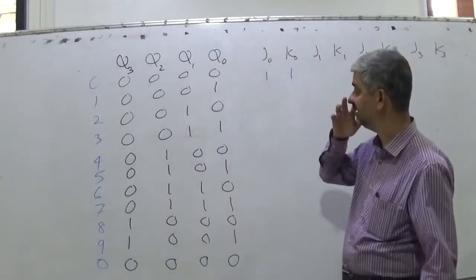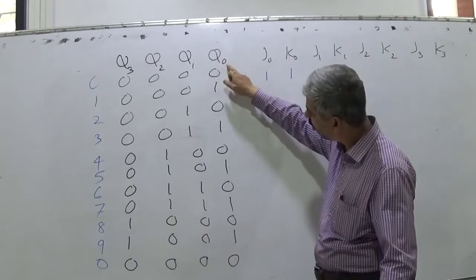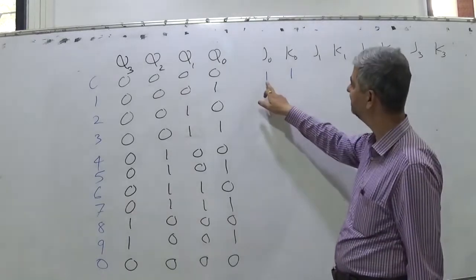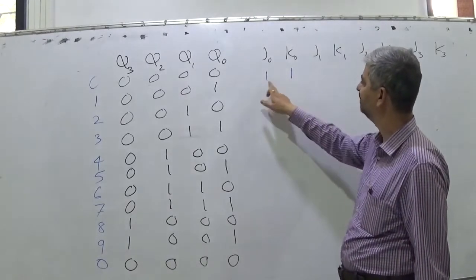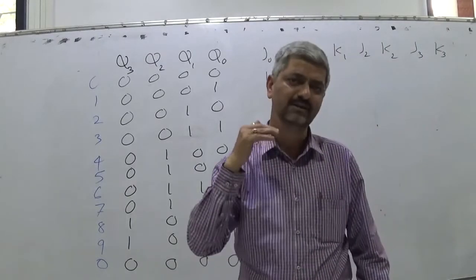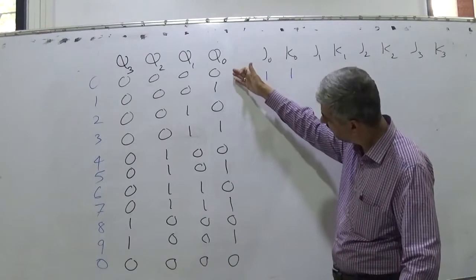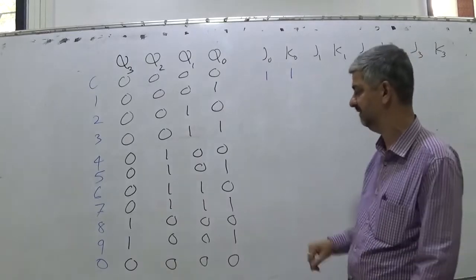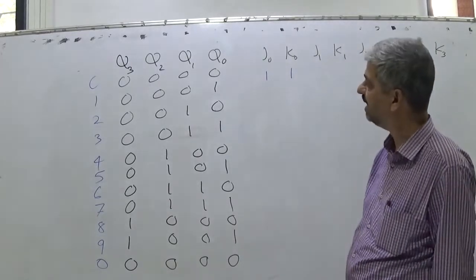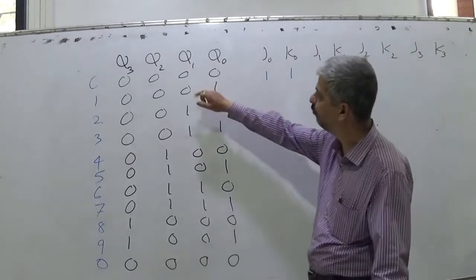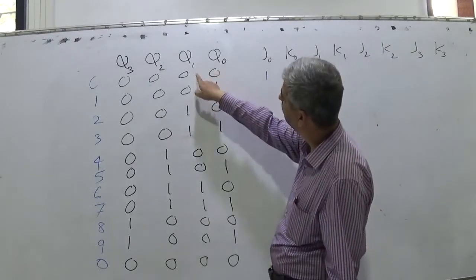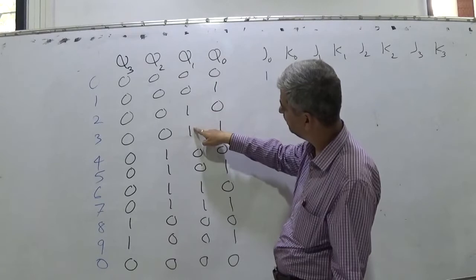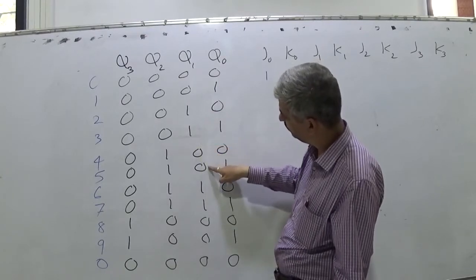As we said last time, flip-flop 0 always toggles. Since it is always toggling, its inputs J0 and K0 are kept 1, 1. When they are kept 1, 1, it continues to toggle, and there is not a single variation. Whereas if we watch Q1, what you find is that Q1 continues, Q1 toggles, Q1 continues, Q1 toggles.